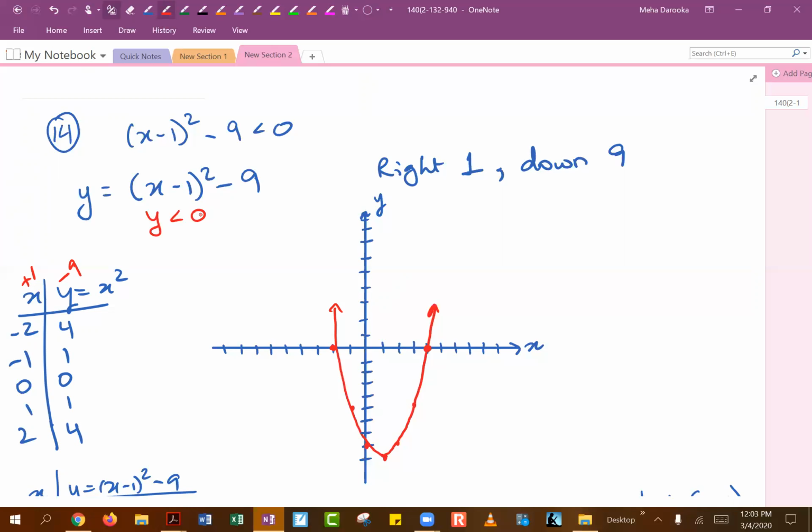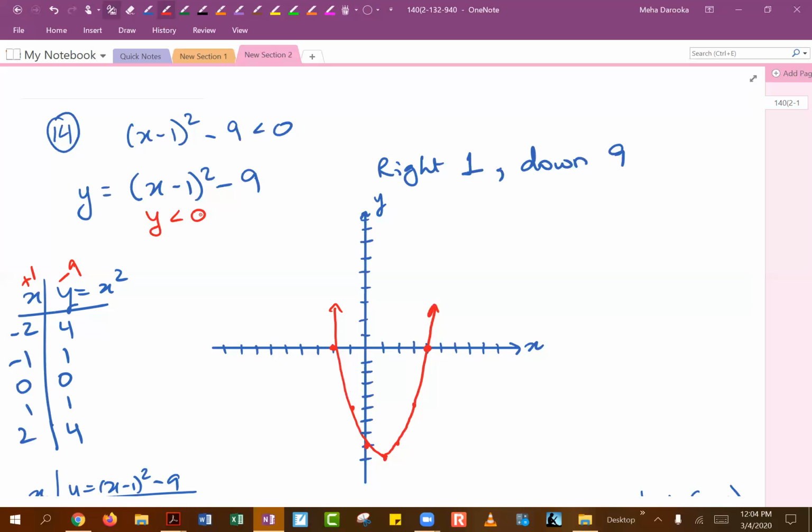Parentheses, because this is a strictly less than. If it was less than with the equal to sign, that's when the brackets come in. So they are basically saying your y value cannot be equal to 0, it can be less than 0. So it can be negative, but not 0, right?